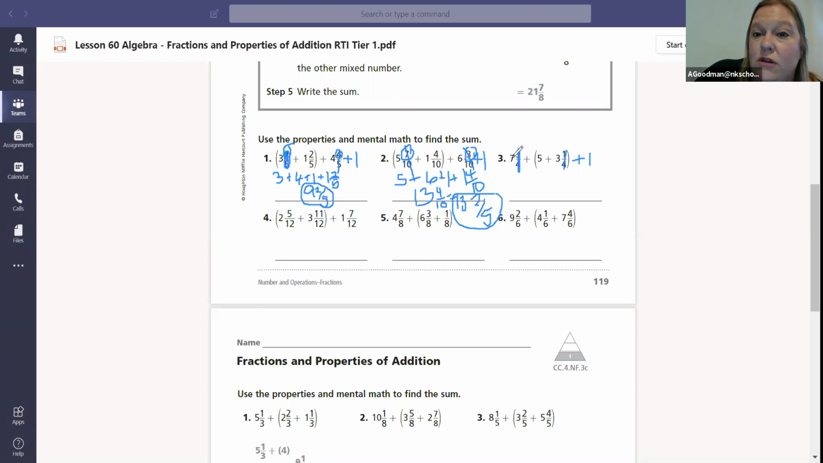So 7, ooh, look at what I have here. I have a 7 and a 3 that make 10, and I like making 10. So we have 10 plus 5 plus 1. 10 plus 5 is 15, plus 1 is 16. Look at that, right on the line, and I made my beautiful numbers.